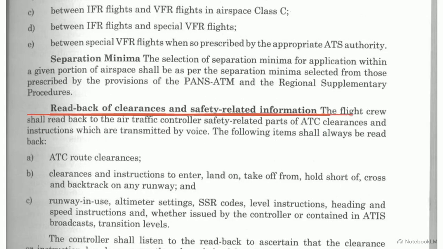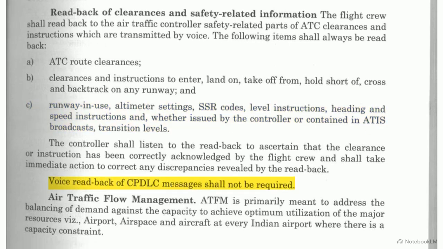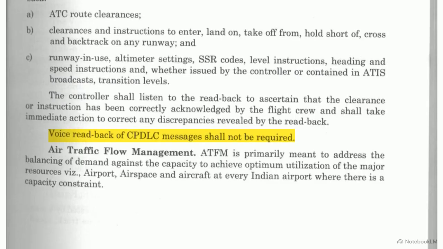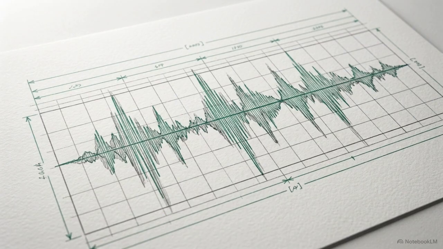Once you receive information from ATC, strict readback protocols apply. You must explicitly read back the runway in use, your altimeter settings, SSR codes, and level instructions. Take note of this specific exemption for the exam. If you receive an instruction via controller-pilot data link communications, a voice readback over the radio is not required. These protocols verify that the data in the cockpit matches the instructions from the tower, eliminating ambiguity without clogging the primary radio frequency with noise.